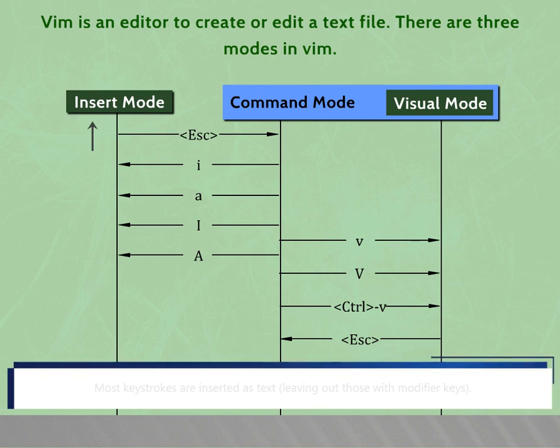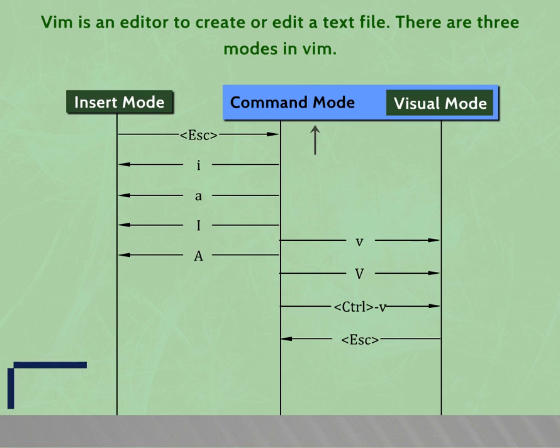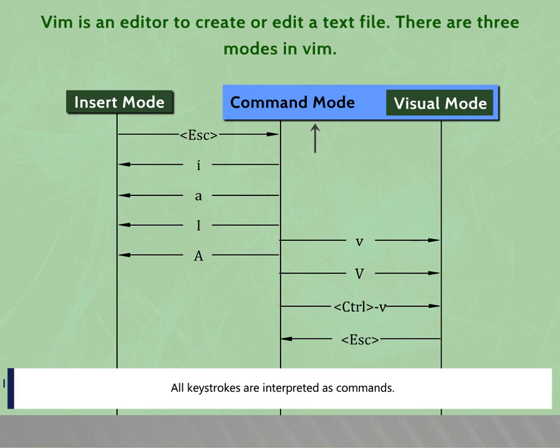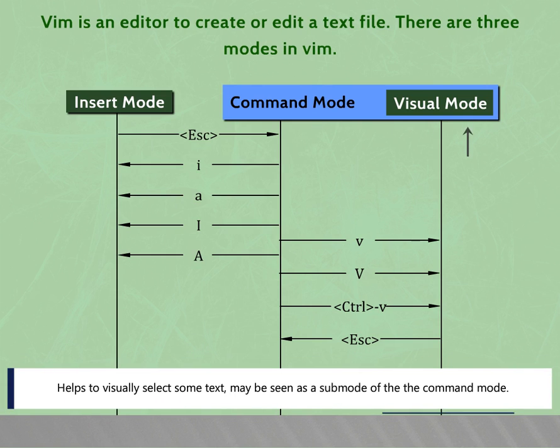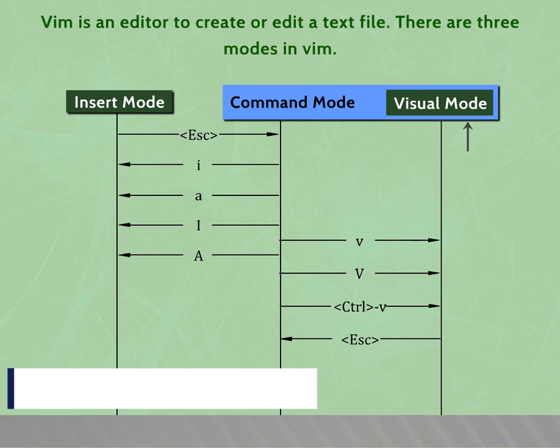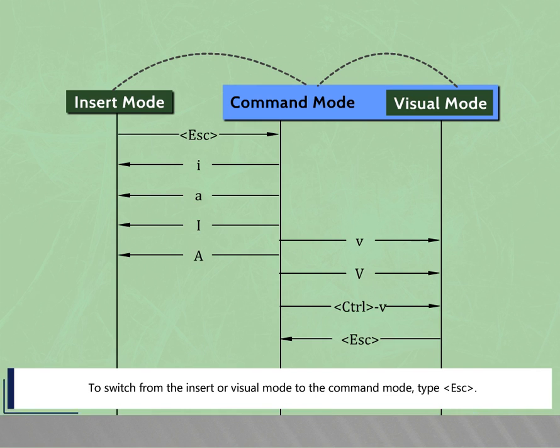Insert mode: most keystrokes are inserted as text, that is, leaving out those with modifier keys. Command mode: all keystrokes are interpreted as commands. Visual mode helps to visually select some text, and may be seen as a submode of the command mode. To switch from the insert or visual mode to the command mode, type Escape.